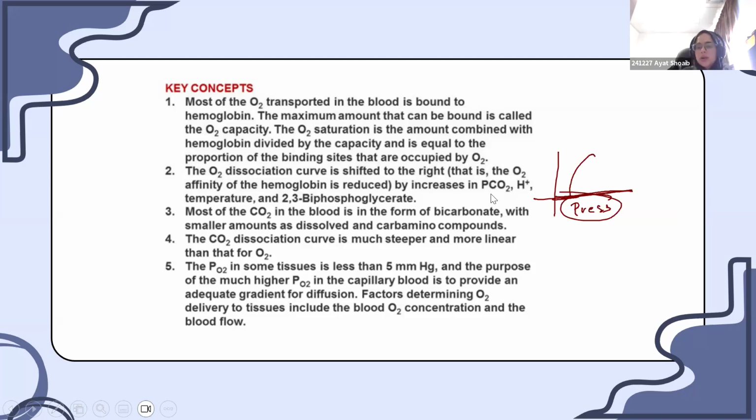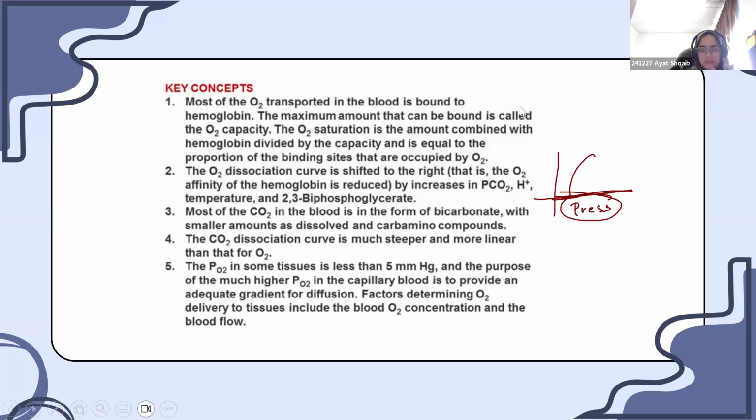Okay, these are the factors we talked about. Increase in PCO2 causes H plus. H plus also decreases the pH, by the way, because that makes it more acidic. Increasing pH is basic, decreasing pH is acidic. Don't make that mistake.